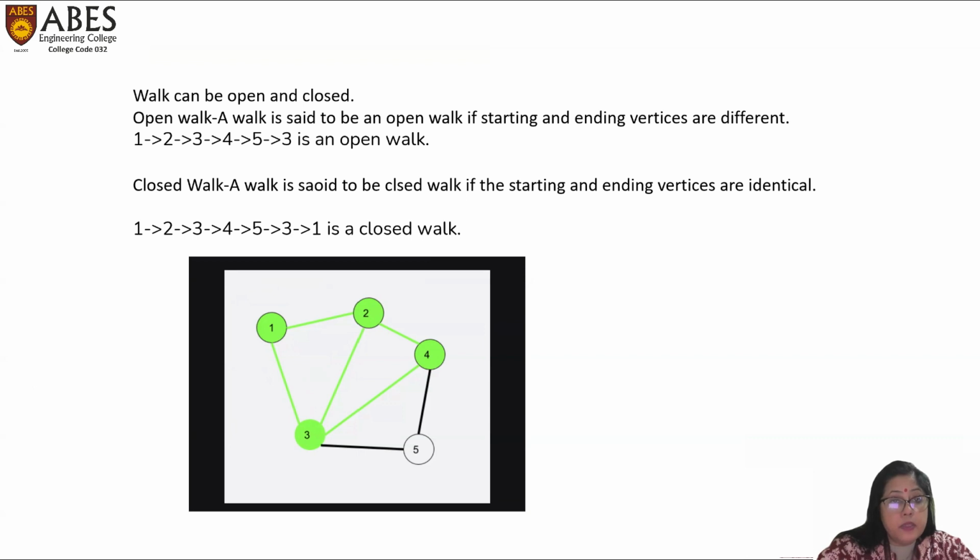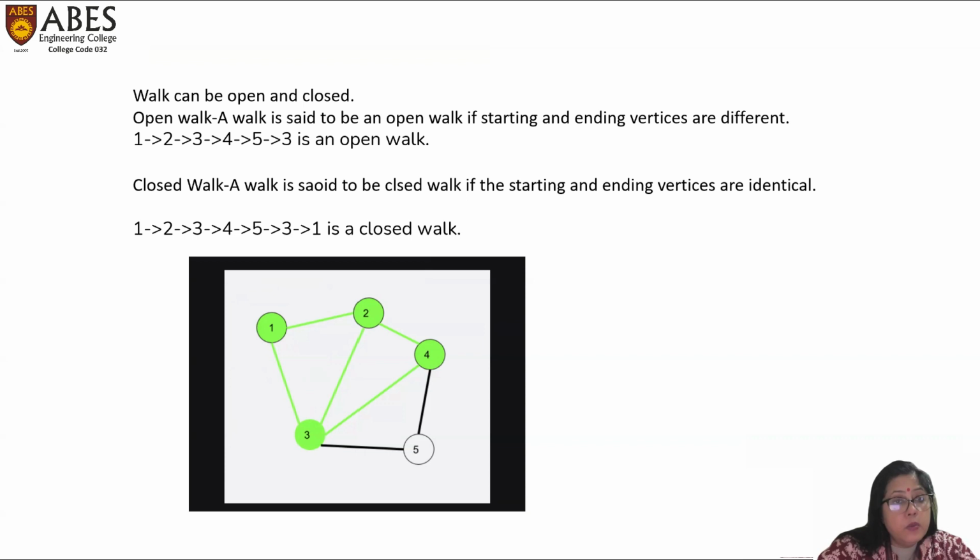In this case, for the given graph, the open walk is when from 1 we go to 2, from 2 we go to 3, from 3 again we go to 4, and then to 5 and 3. That is, first 1, then 2, then 3, then 4 and 5, and then again 3. We don't go back to vertex 1. So it is an open walk.